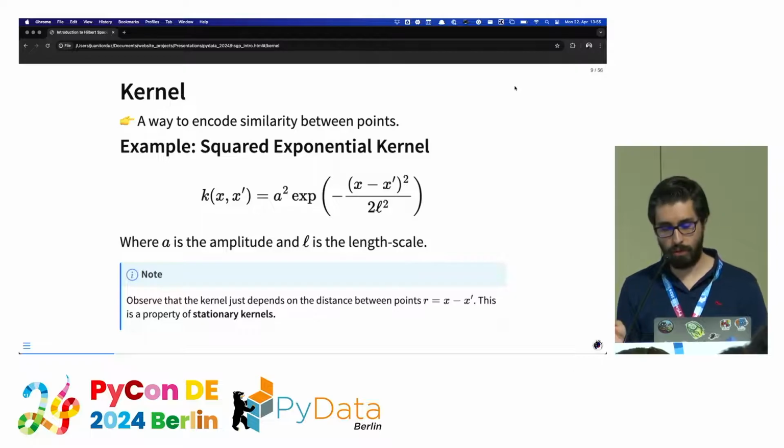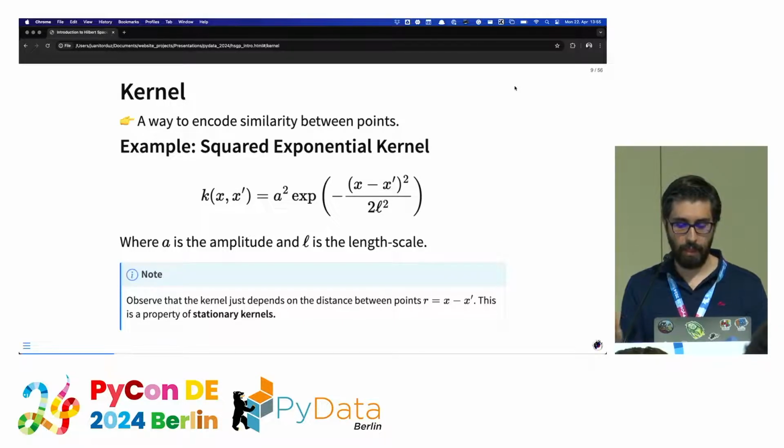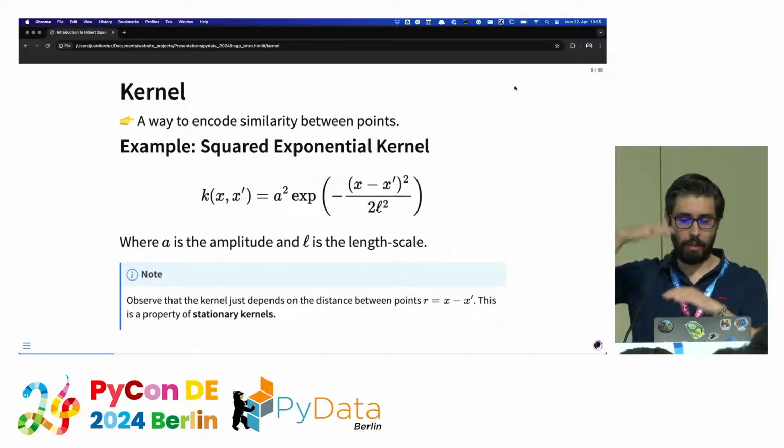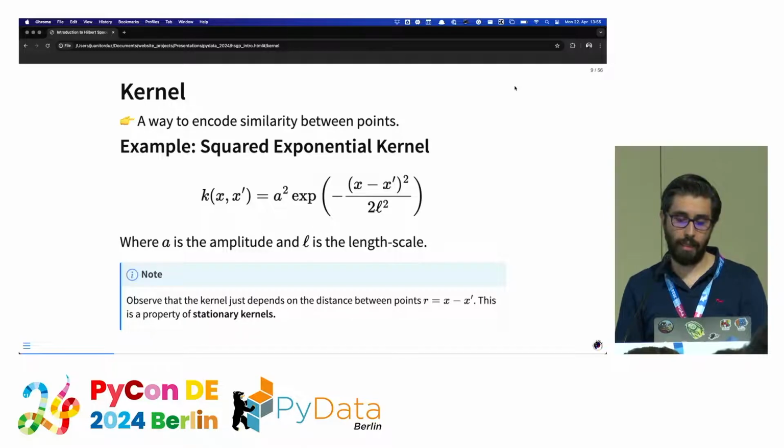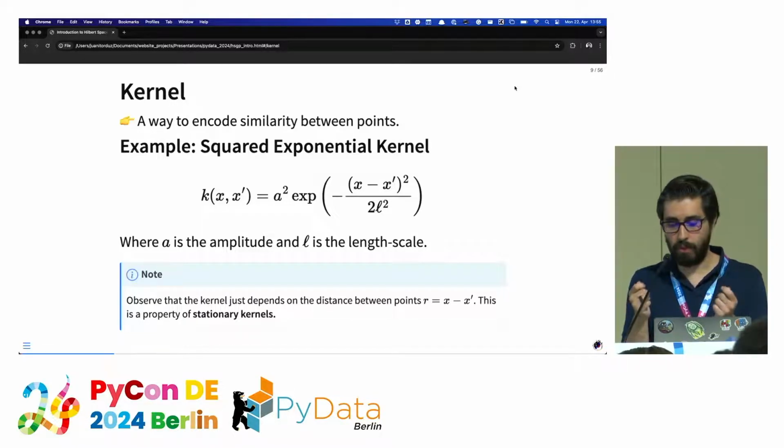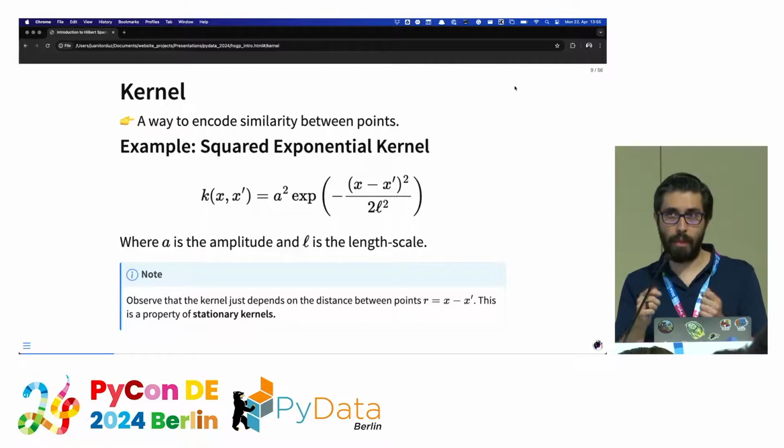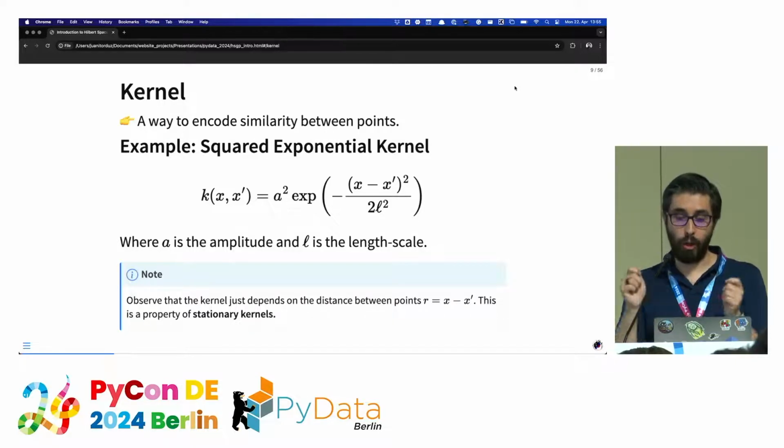The most used kernel is called the squared exponential. This kernel takes two elements and gives you a number. In this case, I'm just taking the exponential of the difference and multiplying by certain parameters. And these parameters are important. The parameter A is the amplitude, and it controls the scale of the variation. And L is the length scale, which is actually the most important parameter because it captures how I'm measuring closeness.